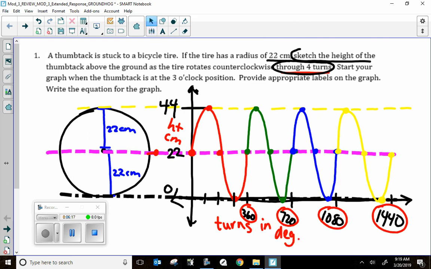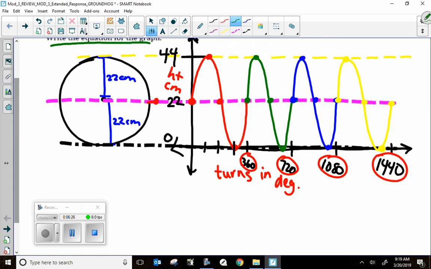360 degrees would be one turn. Now, the last thing it's asking us to do is write the equation for what we just came up with. That's the easy part. Believe it or not, that's the easy part. I know I have amplitude, sine, frequency, x, plus whatever my midline is. We've been doing this for quite some time now.